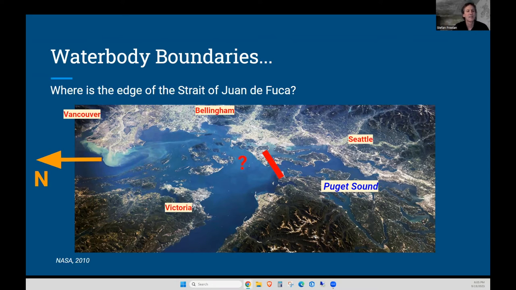It's a lot less precise and a lot more wishy-washy, literally, in terms of where the Strait of Juan de Fuca ends and where the San Juan Islands or the Strait of Georgia would begin. And of course, the water, the fish, and a potential oil spill don't really pay any attention to these borders. These are arbitrary. We humans like to put lines on maps, but the water doesn't care.